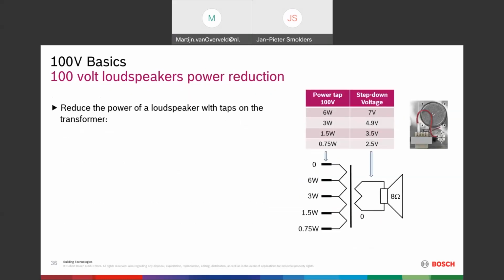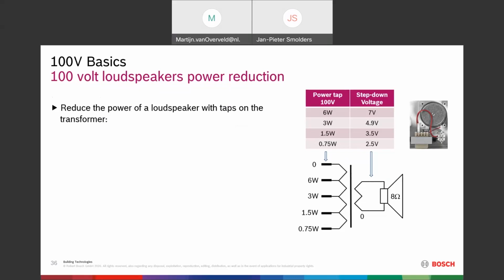Now, 100-volt loudspeakers will have a transformer, like I said, and most of these loudspeaker transformers will have taps on them, so you can reduce the power consumption of the loudspeaker. When you want to reduce the power, you just go to the next tap on that transformer.